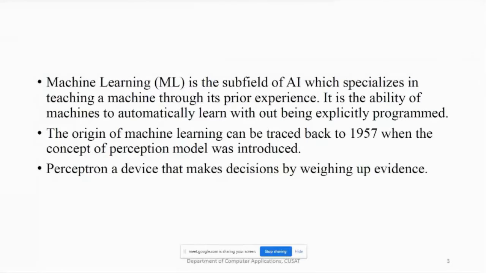And the origin of machine learning can be traced back to 1957 when the concept of the perceptron model was introduced by Rosenblatt. After that, we can see a drastic change in the area of machine learning. And as you know, a perceptron can be considered as a device or a concept that makes decisions by weighing up evidence, and this is very important, weighing up evidence.